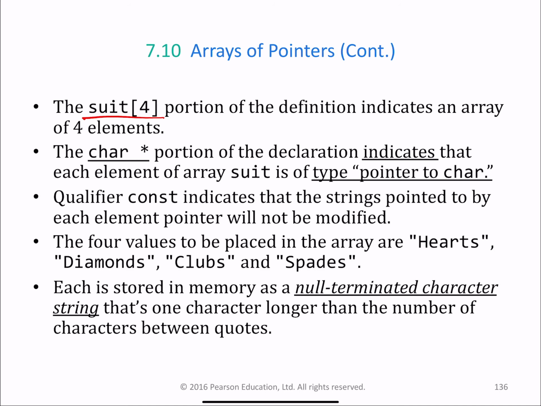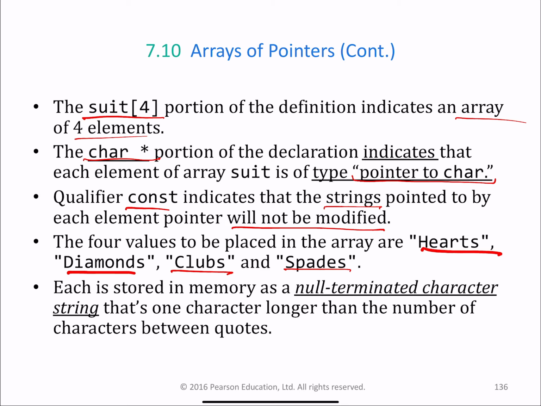So this means the size of the array is 4. Like I said, this means it's an array of type pointer to character, and const specifies that the strings that we're pointing at will not be modified. And then there are, of course, the 4 values, the 4 strings that the array of pointers points at.